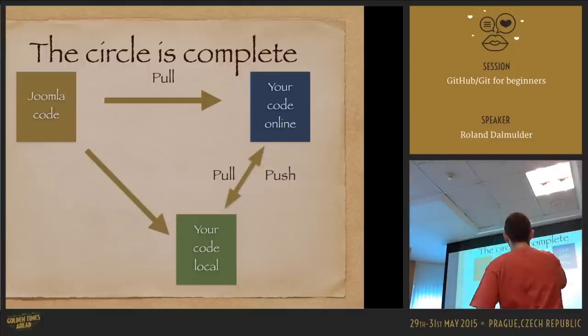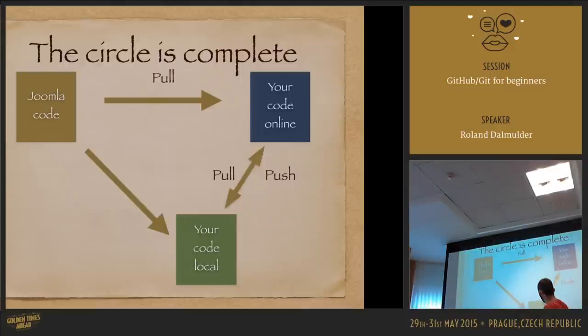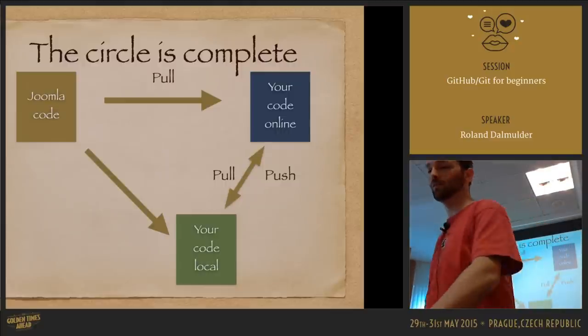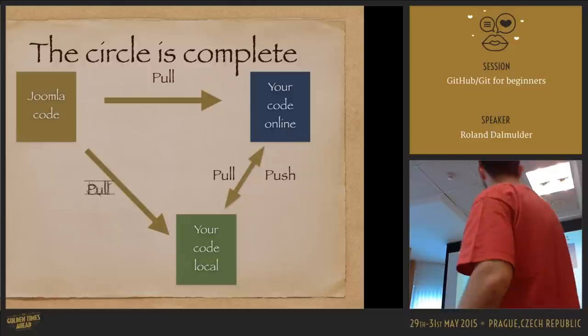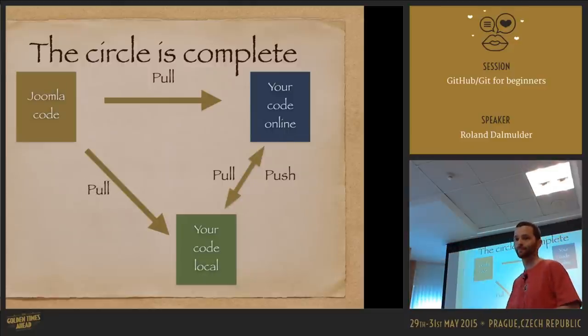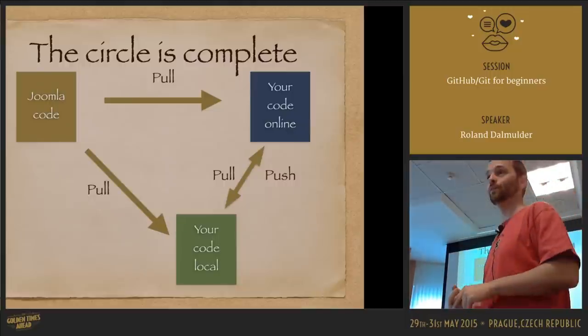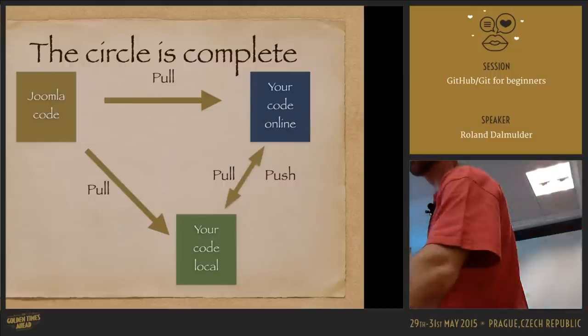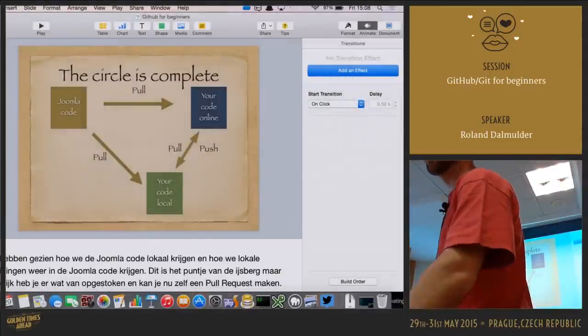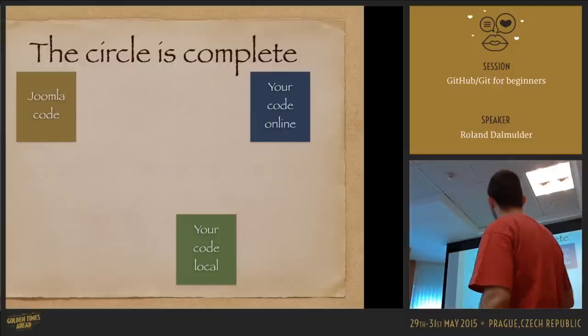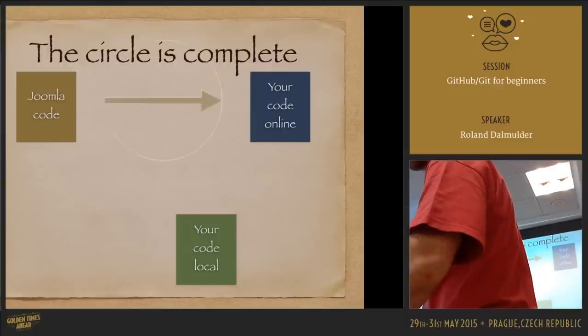And the important question is, how do I keep my code local up to date? Because you don't want to make a fork every time you see somebody change one file. So we can pull the data from the Joomla code straight to the local code to update it. And that's how Joomla and GitHub live together. Let me make the circle complete.